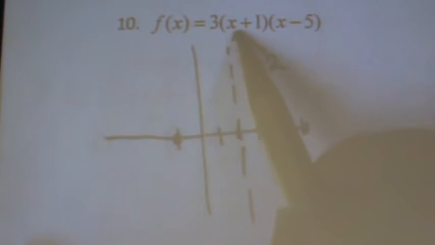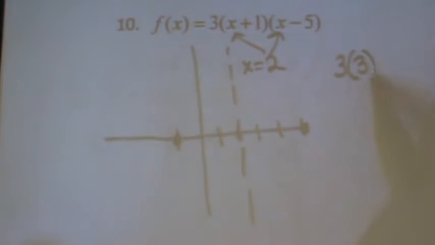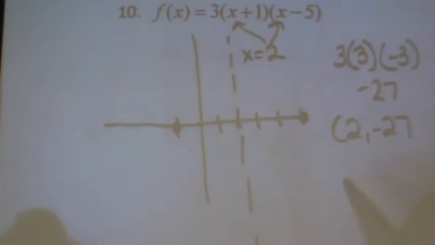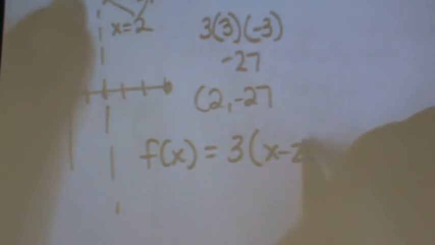So what important point lies on the axis of symmetry is the vertex. So if you were to plug 2 right here and right here, you get 3 times 2 plus 1 is 3. And 2 minus 5 is negative 3. So you get negative 27. So 2, negative 27 is your vertex. So to write this in vertex form would be f of x equals, take the a value out, 3, and then x minus 2 squared, and then minus 27.